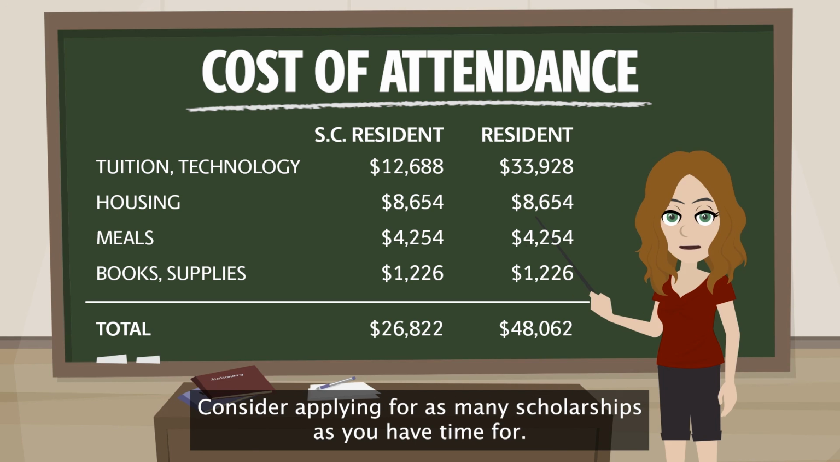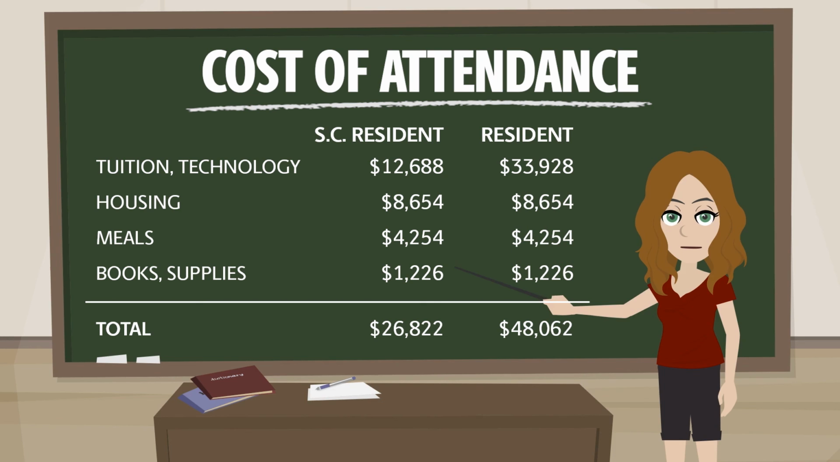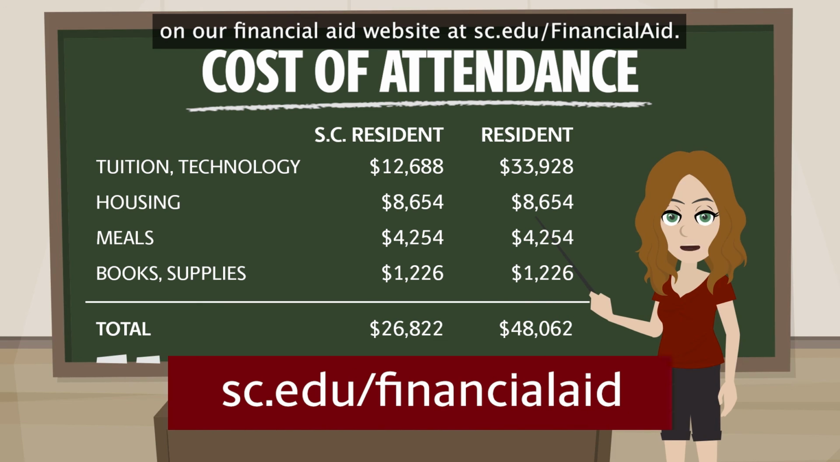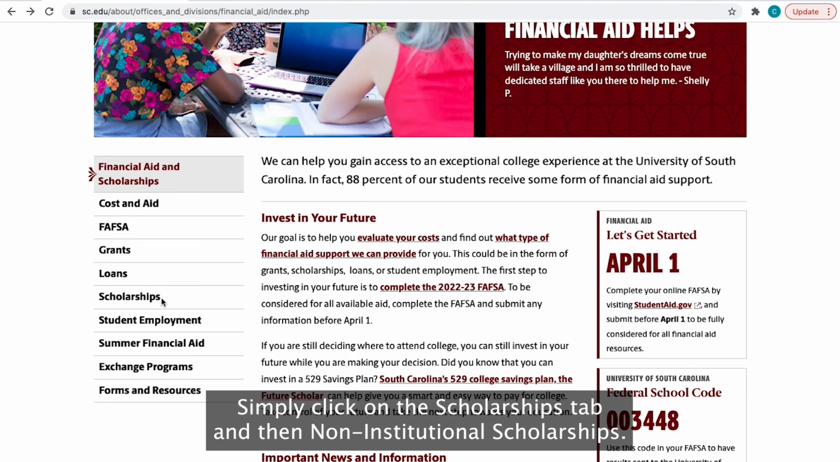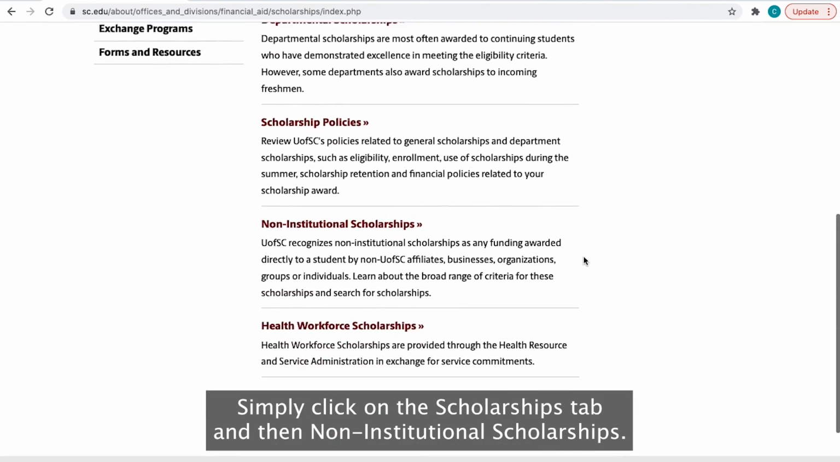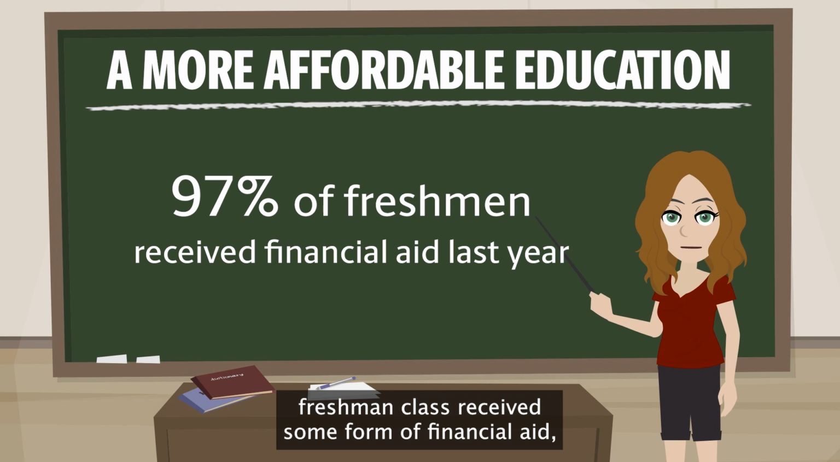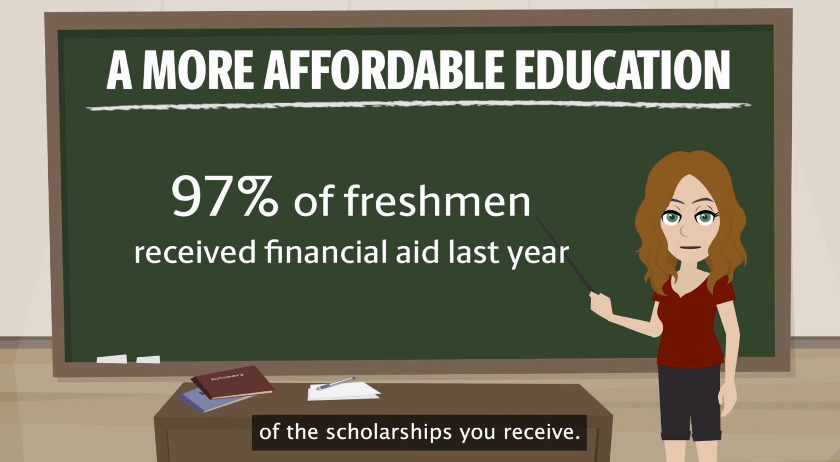Consider applying for as many scholarships as you have time for. Remember, there are a lot of scholarships out there with few to no applicants. You can view a list of resources and links for external scholarships on our financial aid website at sc.edu/financialaid. Simply click on the Scholarships tab and then Non-Institutional Scholarships. Last year, 97% of the incoming freshman class received some form of financial aid. So it's important to look at your bottom line cost and not just the dollar amount of the scholarships you receive.